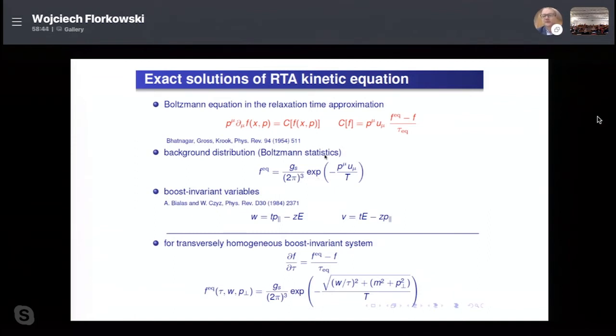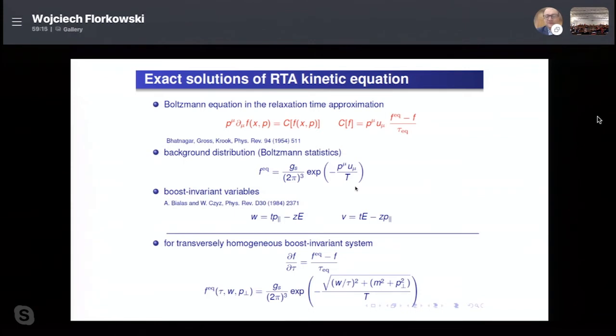So the equilibrium function is just exponential here: exponential of minus p_mu u^mu, where u^mu is the hydrodynamic flow vector. But we know that for boost-invariant systems, the flow has a very specific form, so we can use it. And we can also solve a little bit more general problem.